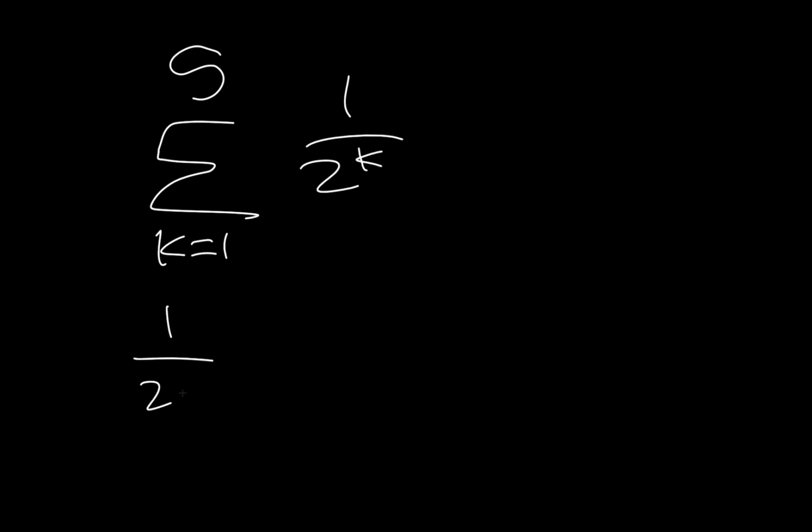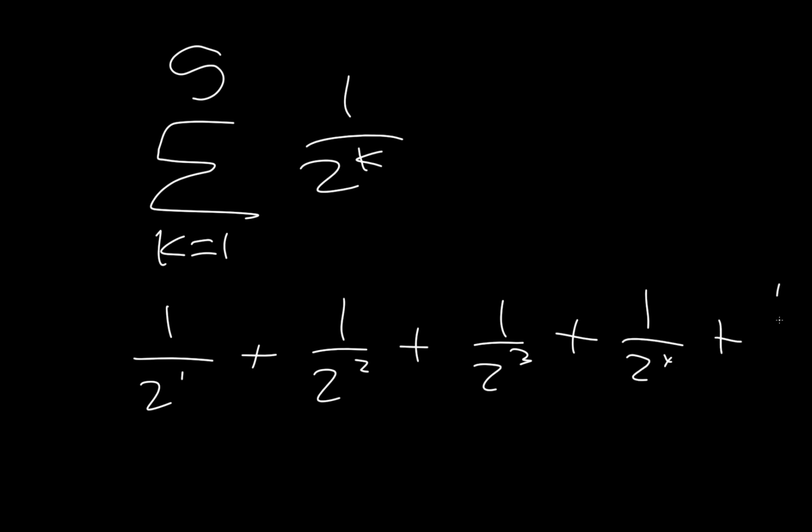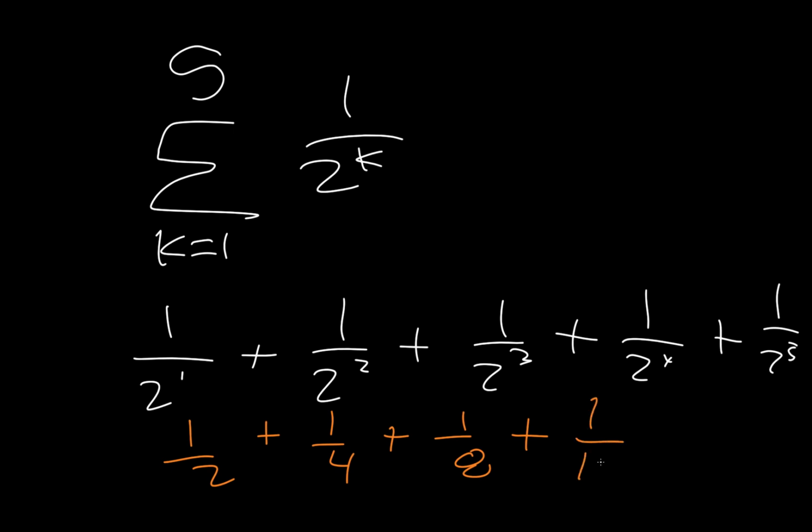And we have another one where it's 1 over 2 to the k. So we do 1 over 2 to the 1, plus 1 over 2 to the 2, plus 1 over 2 to the 3, plus 1 over 2 to the 4, plus 1 over 2 to the 5. So we stop at 5 because the 5 is on top. If we simplify this, it's 1/2 plus 1/4 plus 1/8 plus 1/16 and 1/32.